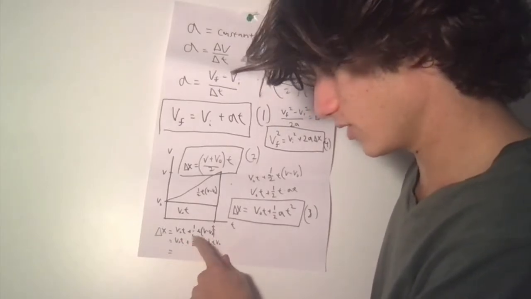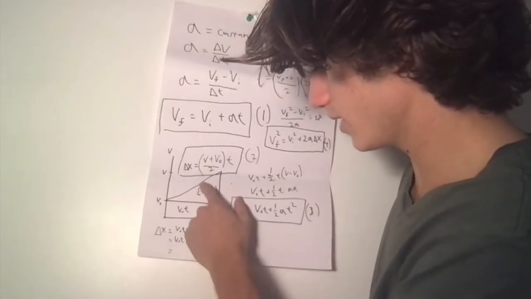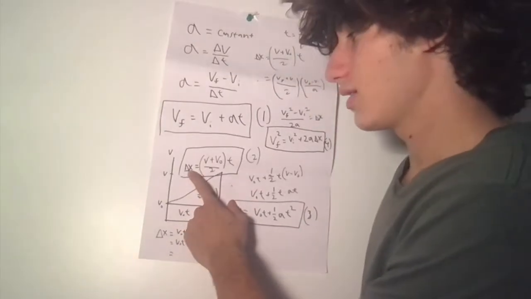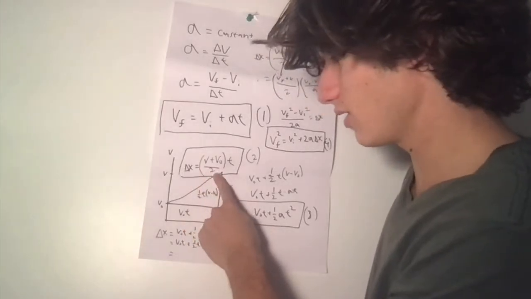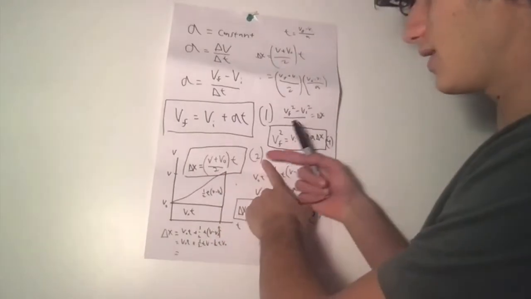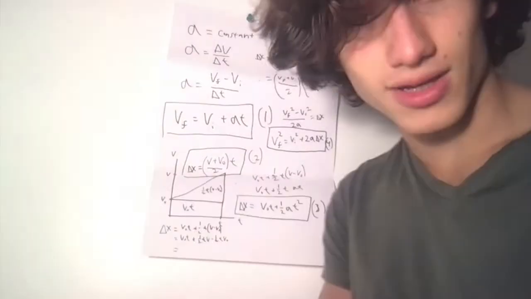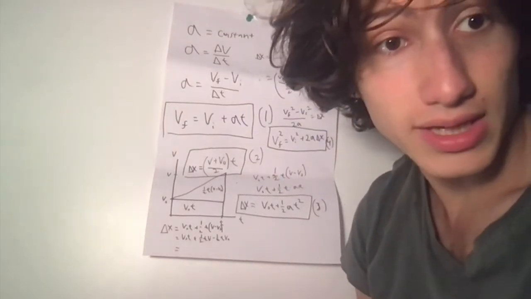We can distribute the 1/2 to get this, and we can rearrange a little bit, and we get that the displacement, difference in x, is equal to (v plus v0) over 2, all that times t. And that, as we can see here, is our second kinematic equation. Moving on to our third kinematic equation.